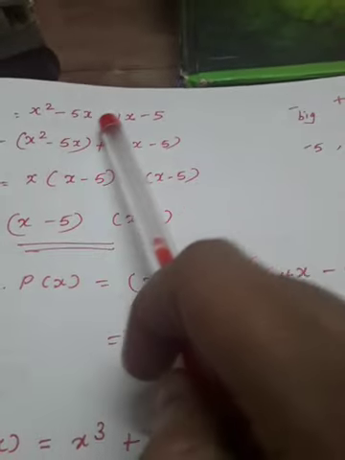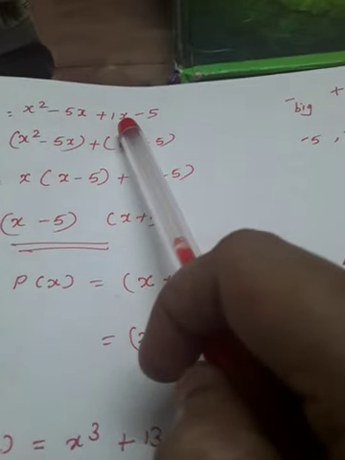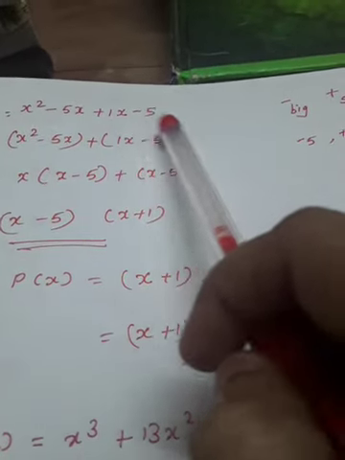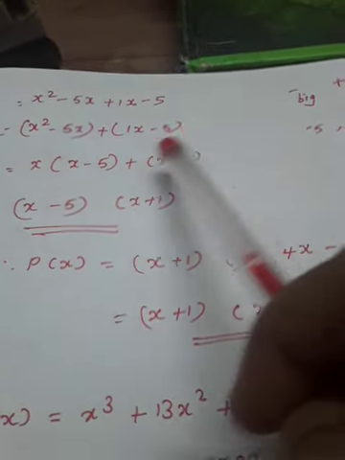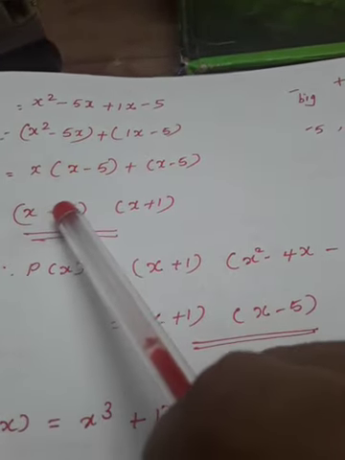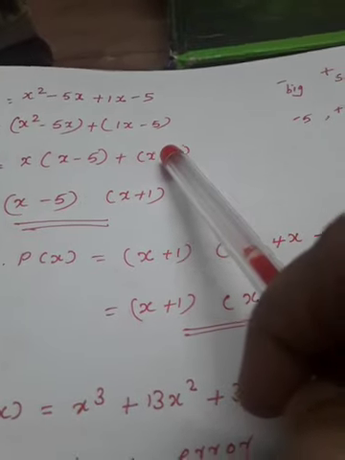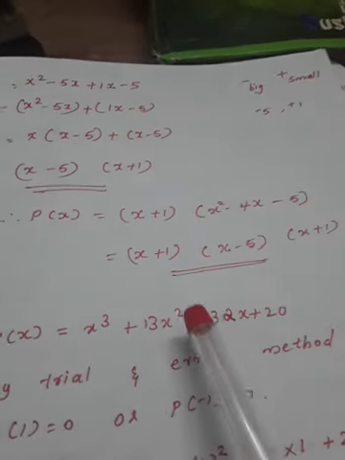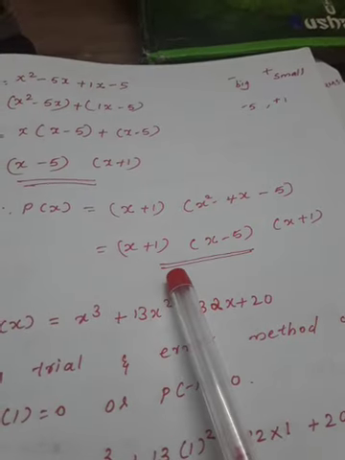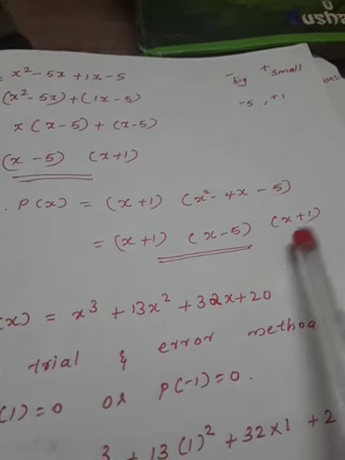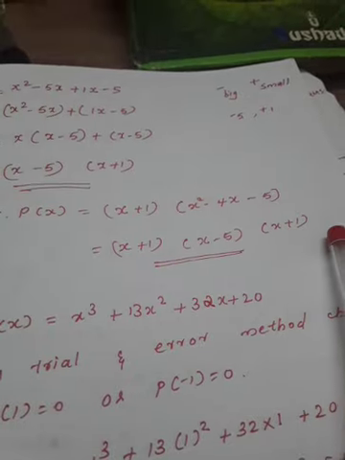Then split this middle term as minus 5x plus 1x. Remaining we should write as same. Then grouping them, take the common factor outside. Again x minus 5 is the common factor. Then you will get x plus 1. So here all the factors are x plus 1, x minus 5, x plus 1. So these are the factors.